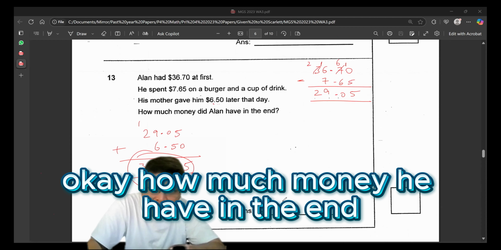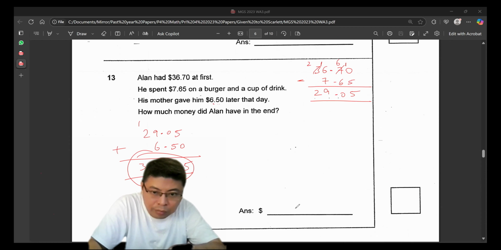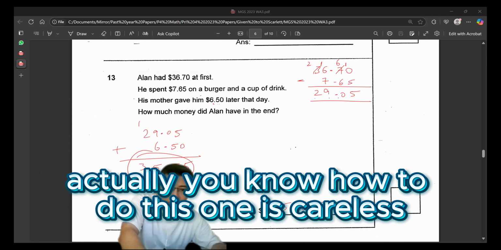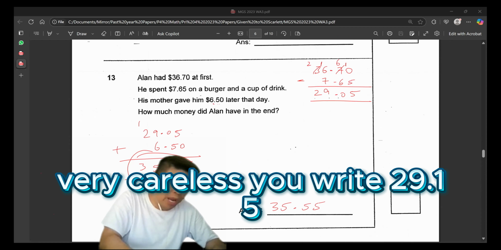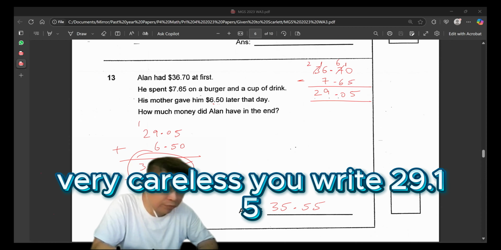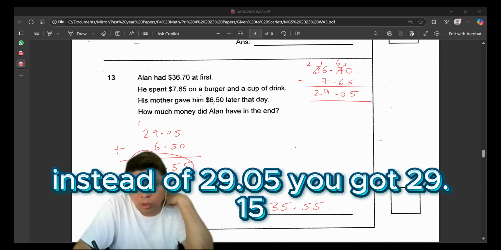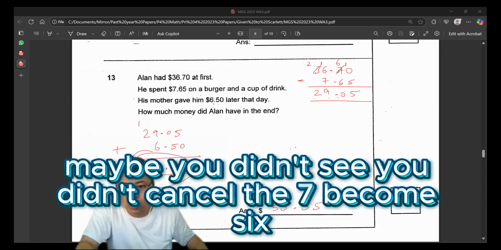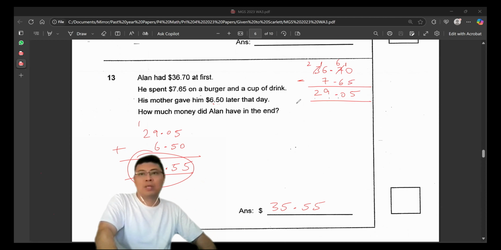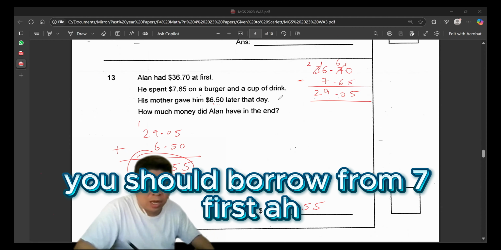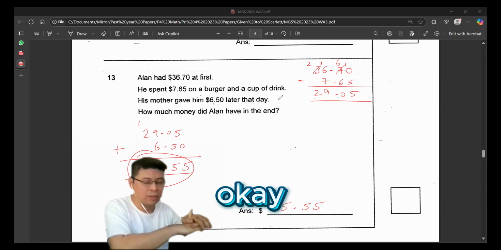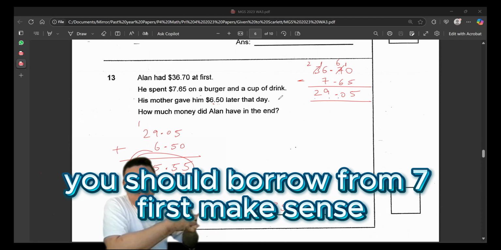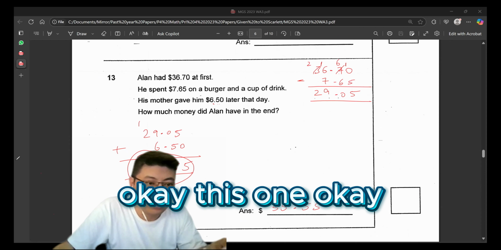Okay, how much money he have in the end? Any question? Actually, you know how to do. This one is careless. Very careless. You write 29.15 instead of 29.05, you got 29.15. Maybe you didn't cancel the 7, become 6. You should borrow from 7 first. Okay? You should borrow from 7 first. Make sense? Okay, this one okay.